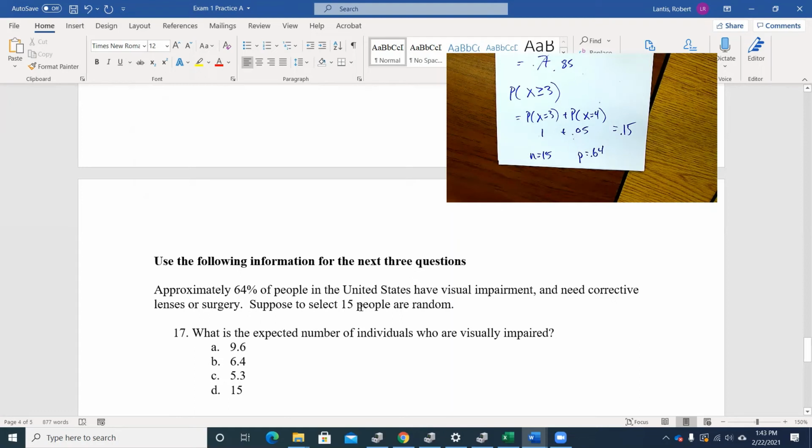If I have 15 people, I know that more than half of them have a visual impairment. What would half of 15 be? 7.5. So I know that more than 7.5 people are expected to have a visual impairment. Only one of these values is greater than 7.5. So even if I didn't have a calculator and couldn't do 0.64 times 15 in my head, just looking at these options, I know that it has to be A. Well, I guess D is greater than 7.5, but it's also less than 100, right? We could put upper and lower bounds on where this expected number of people has to be.